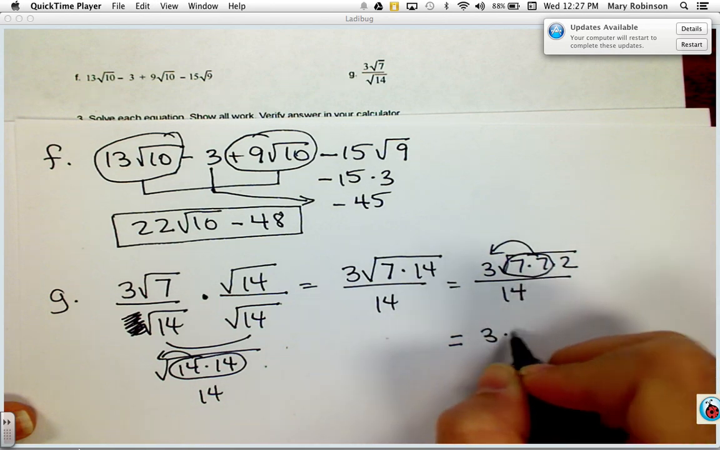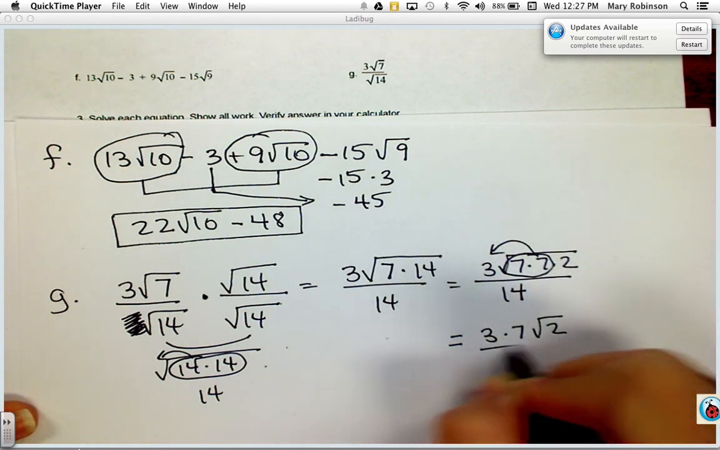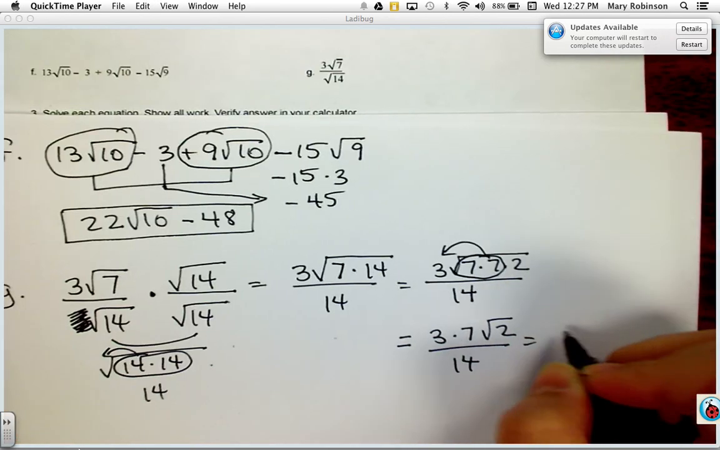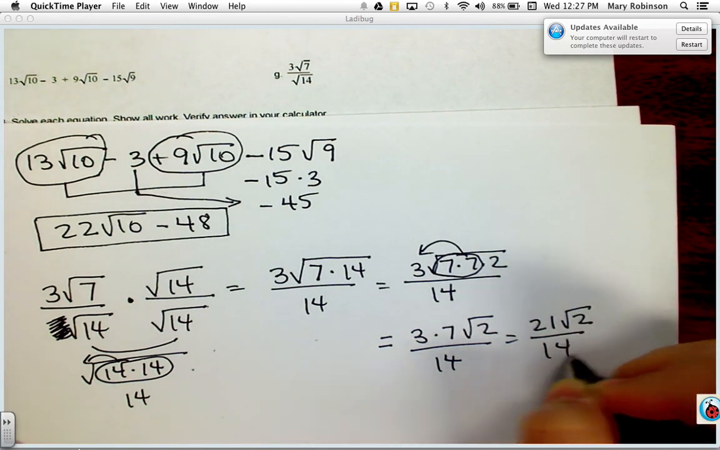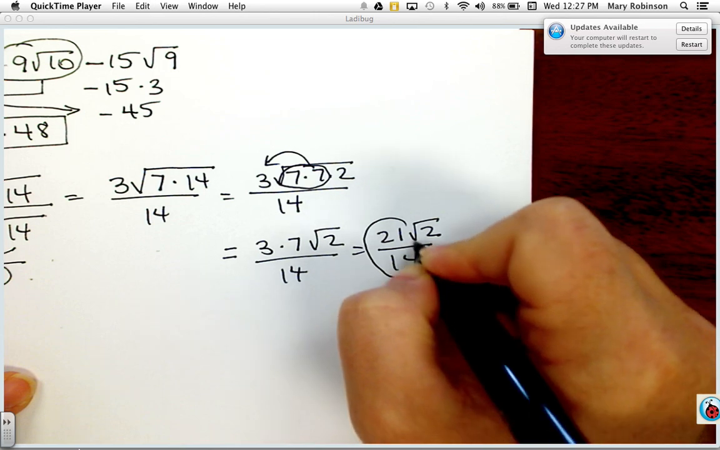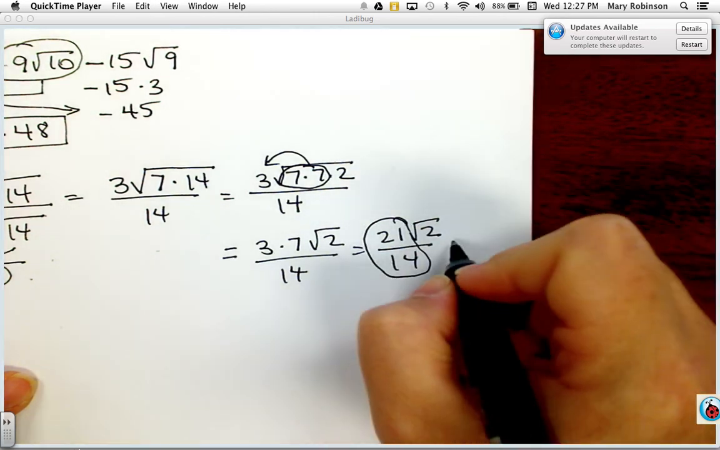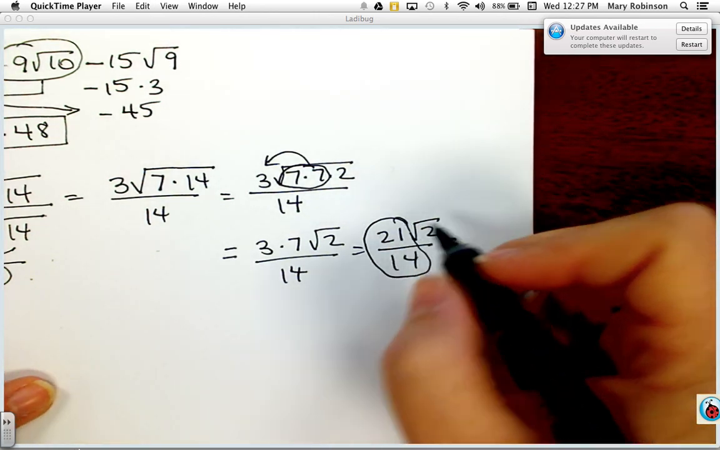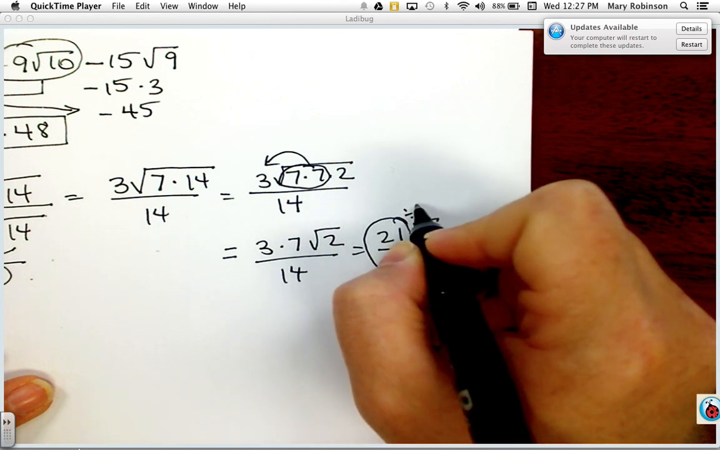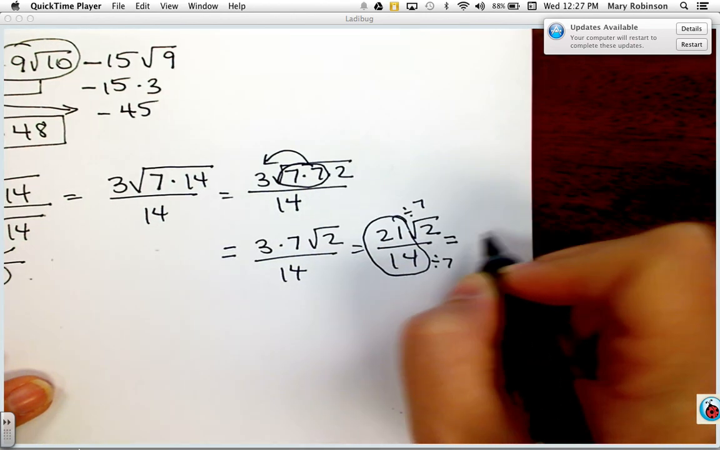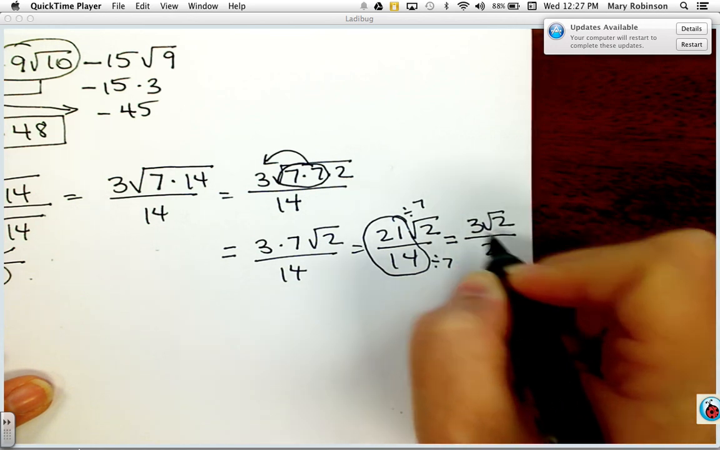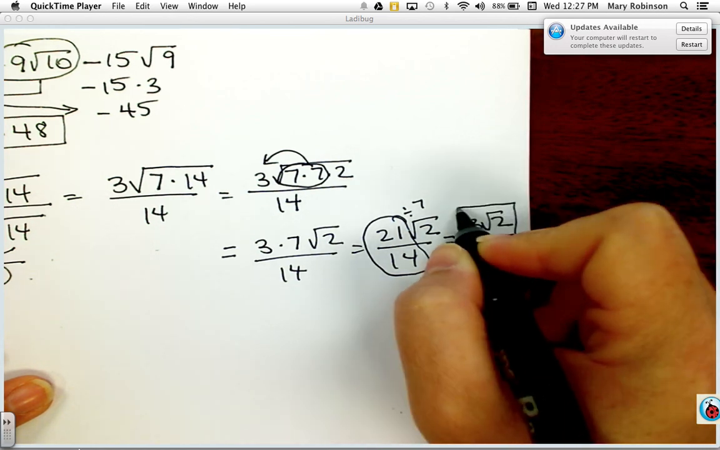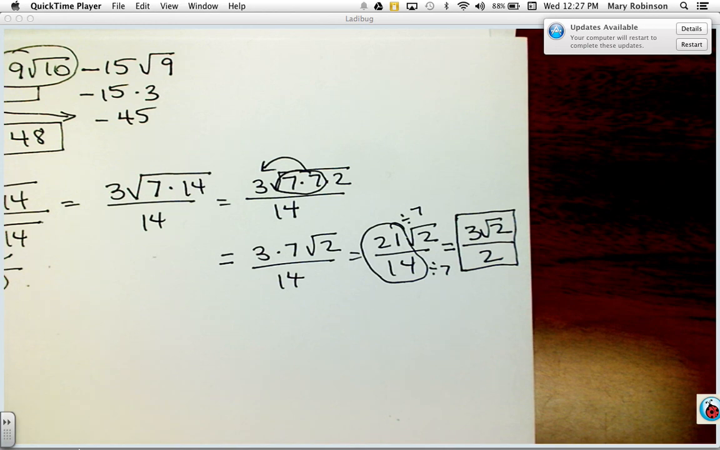So the 7 comes out and gets multiplied by the 3 that's already there, and that gives us 21 square roots of 2 over 14. But recognize that 21 and 14 are both divisible by a common factor of 7. If we divide 21 by 7 and 14 by 7, we'll get 3 square roots of 2 over 2. So that's how you divide, by rationalizing the denominator.